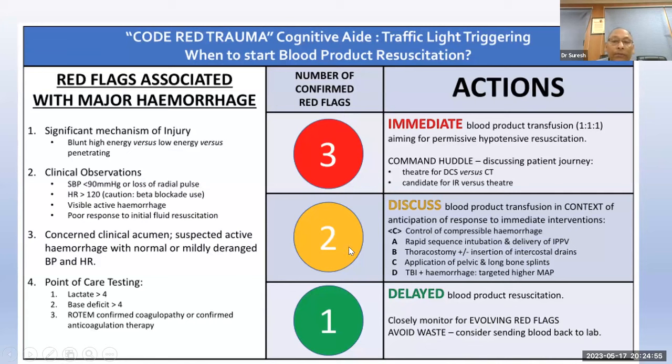blood transfusions. Point number 2 is discuss and prepare for rapid sequence intubation, thoracotomy, or application of pelvic and long bone splints. If it is delayed, blood product resuscitation, closely monitor for evolving red flags. If you see on the left side, the mechanism of injury can enable us to opt for which of this 1, 2, 3 has to be required. ABG gives you lactate, base deficit, and ROTEM and TEG, if available, give you what type of product to be transfused.